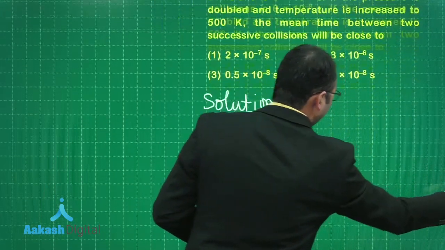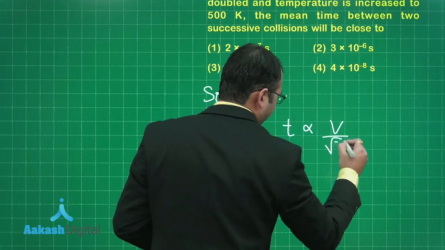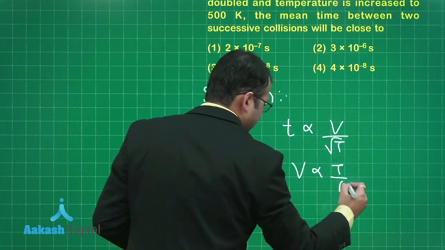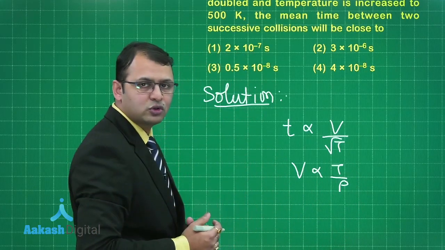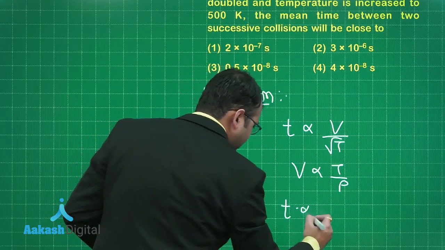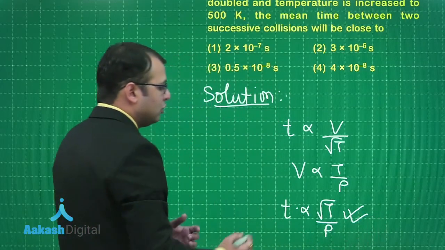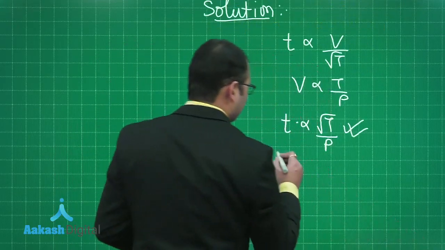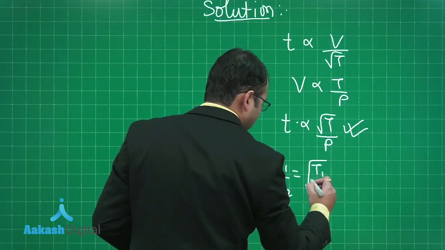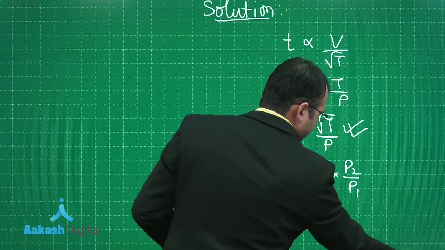So I hope you are aware that T is proportional to V by root of T, right? And volume is proportional to temperature by pressure, as nRT is equal to PV. So I'll use these equations and use V here. So I'll get V is proportional to under root of T by P. This is the important equation. From here I can write T1 by T2 would be equal to under root of temperature 1 by temperature 2 into P2 by P1. Just putting the values.